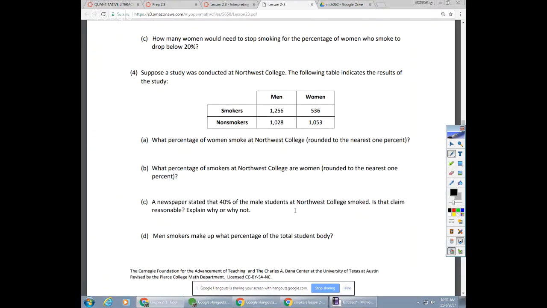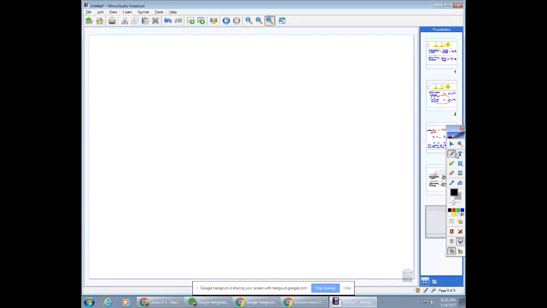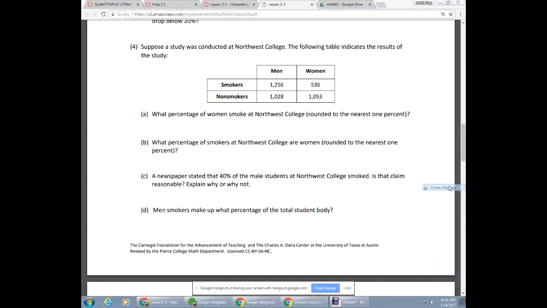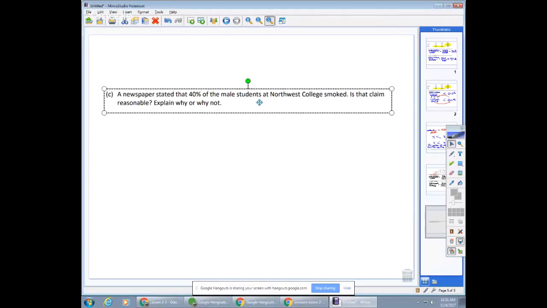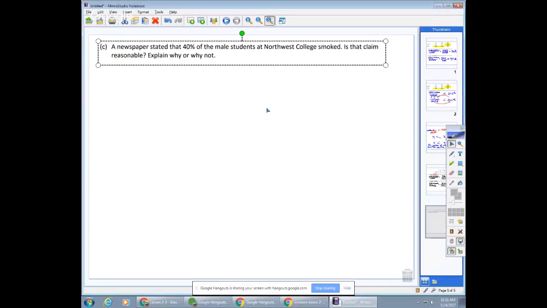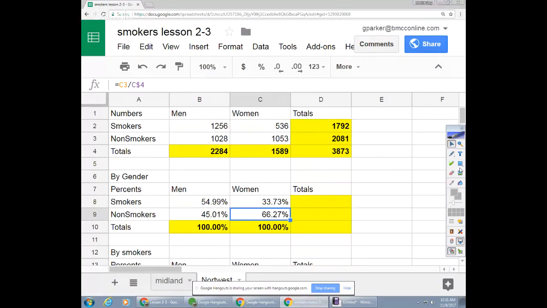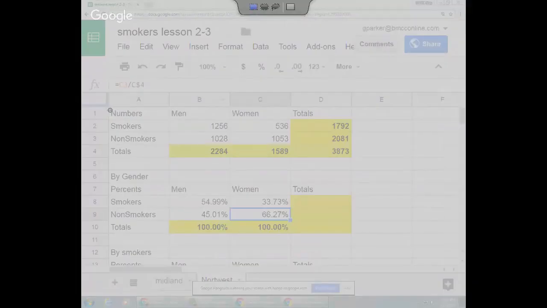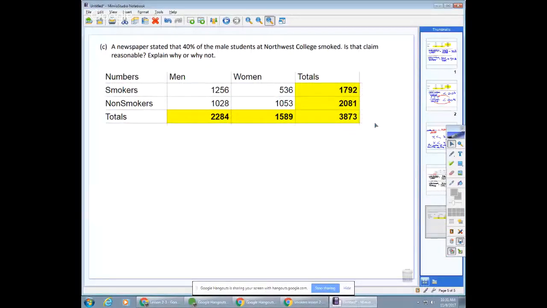All right, next part. Let's take that to a new page. All right, so a newspaper claimed that 40% of the male students at Northwest College smoked. Is that claim reasonable? Explain. So let me grab my spreadsheet. So that would be this part.